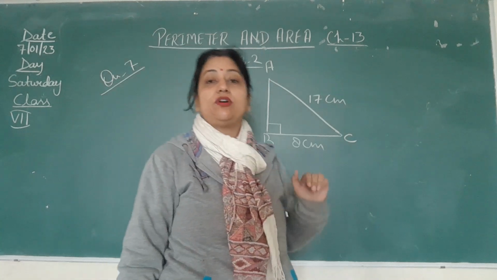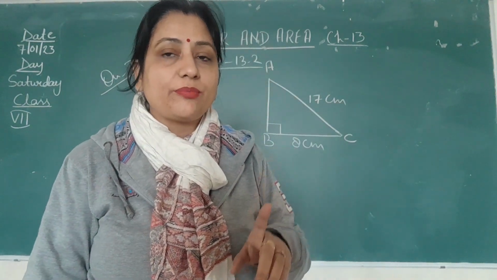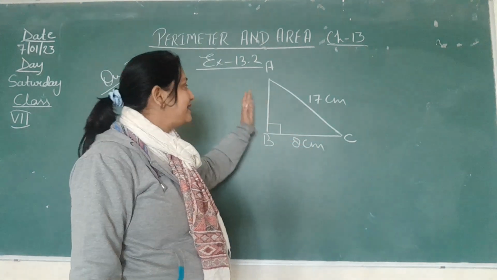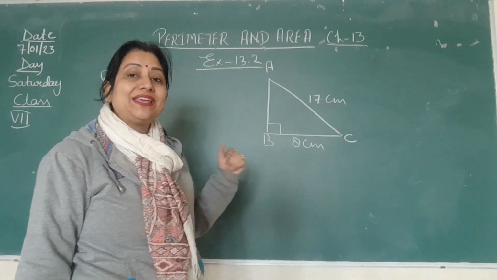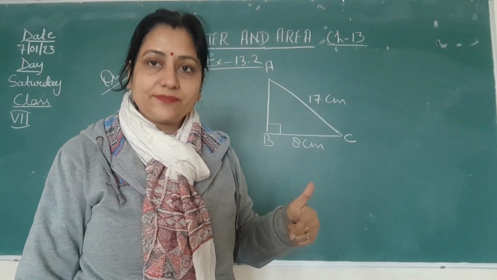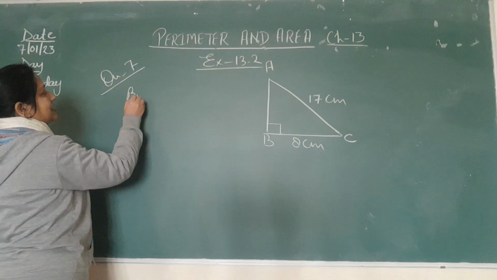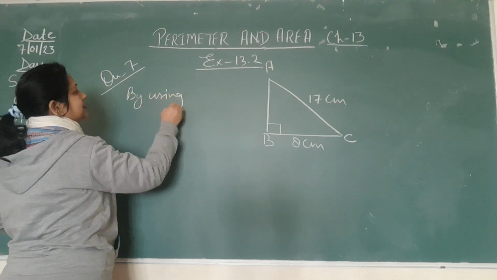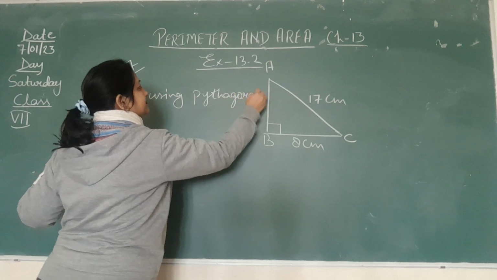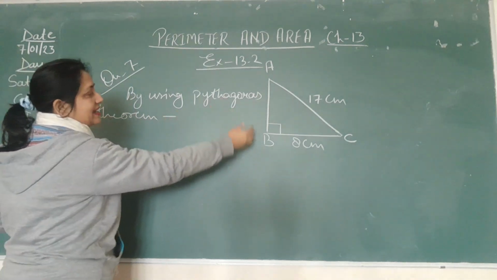And you have to find the area of the triangle. Now we know that area of triangle is equal to 1 upon 2 base into height. Here base is given but height is not given. So by using Pythagoras theorem we will find the height of this right angle triangle.